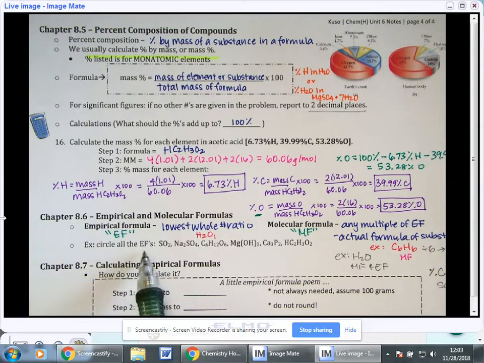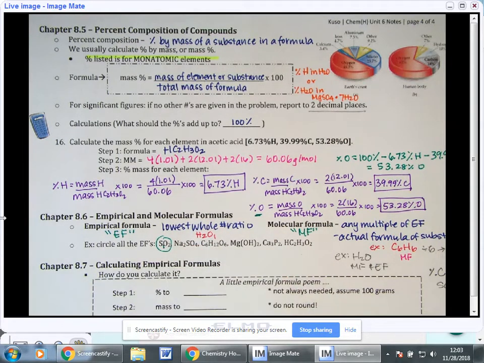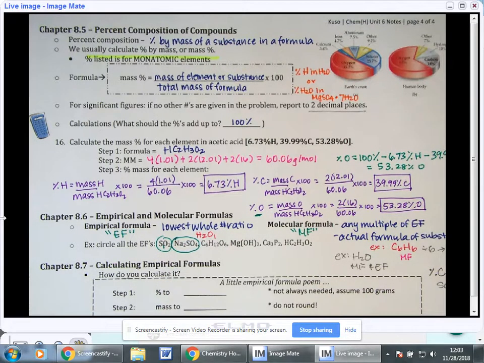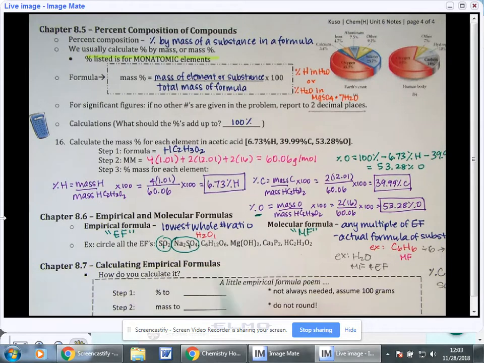So in this practice problem, I wanted you to identify all the empirical formulas. SO2 would be an empirical formula because the ratio of the subscripts is 1 to 2. It's the lowest whole number ratio. Sodium sulfate is also an empirical formula. You might be thinking, oh, I could divide everything by 2. Not the case, because for sulfate, there's 1 sulfur, and you can't reduce that anymore.